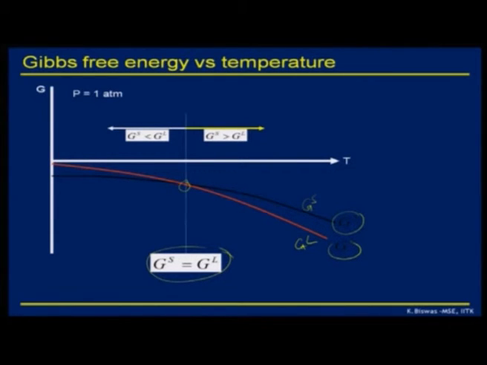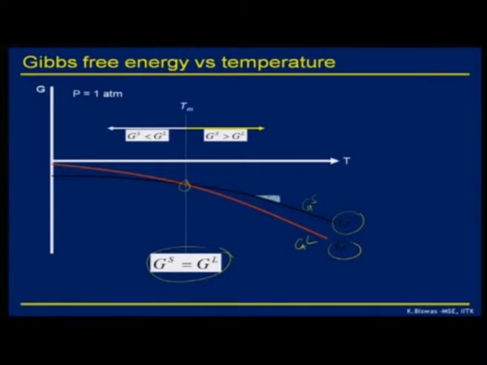G solid is more than G liquid. So that means at temperatures higher than this, solid will not be stable, because solid has a higher energy than liquid, and liquid will be stable. That is why if you heat ice above 0 degrees Celsius, ice will melt to water. So you can clearly see how nicely thermodynamics can describe all kinds of phases and their transformations. That is the beauty of thermodynamics.